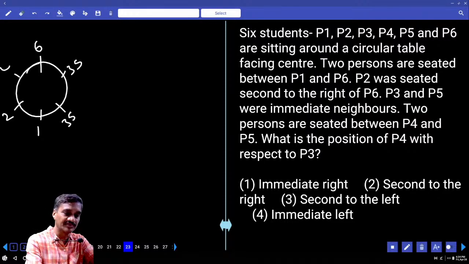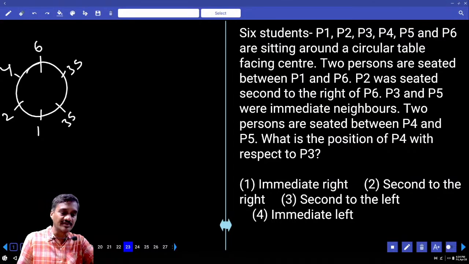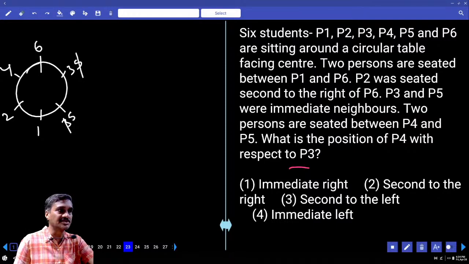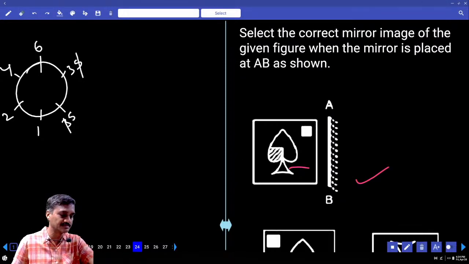Now this will be left with 4. Two persons are seated between 4 and 5, exactly 2, which means they are opposite. If 5 is here, 3 will be here. What is the position of 4 with respect to 3? 4 is seated second to the right, that is choice 2, question number 23.